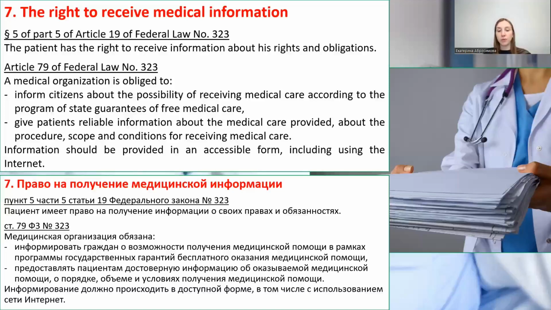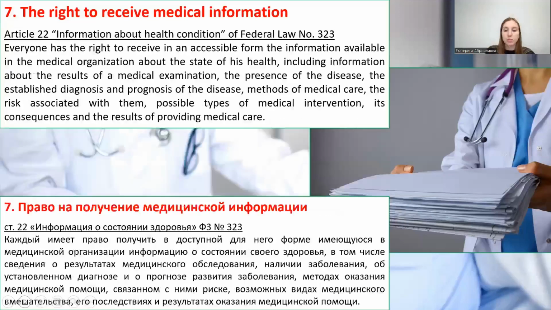Failure to provide the patient with information entails ignorance about the course of treatment and health status, and violation of the patient's right entails legal sanctions according to Article 237 of the Criminal Code and Article 6.30 of the Code of Administrative Offences. The fundamental basis regulating the patient's right to proper information is Article 22, which is called Information about Health Condition.